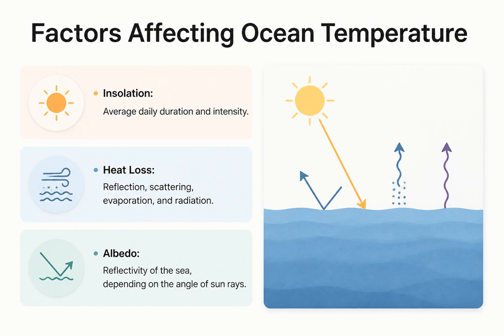Several factors dictate exactly how temperature is distributed across the oceans. The most obvious is insolation, the daily duration and intensity of sunlight hitting the water. Then we have the rate of heat loss through reflection, scattering, and evaporation. Closely related to this is the ocean's albedo, or its reflectivity, which changes depending on the angle of the sun's rays. A lower angle means more reflection and less heat absorption.